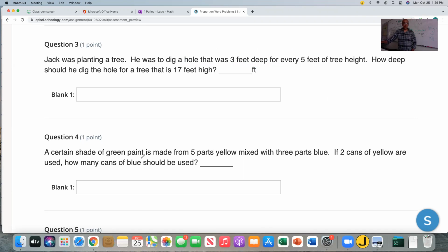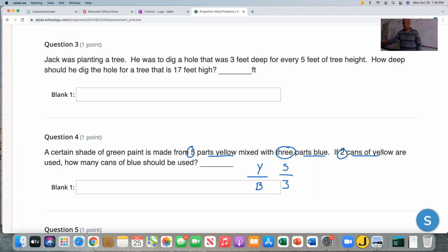A certain shade of green paint is made from 5 parts yellow and 3 parts blue. If 2 cans of yellow are used, how many cans of blue should you use? Well, what's important here? They tell me 5 is yellow and 3 is blue. Nothing about the green. Don't worry about the green. So we're comparing yellow to blue. 5 yellow for every 3 blue.